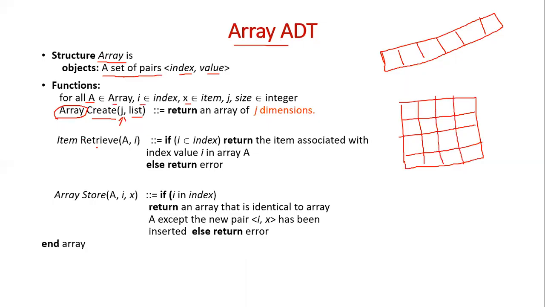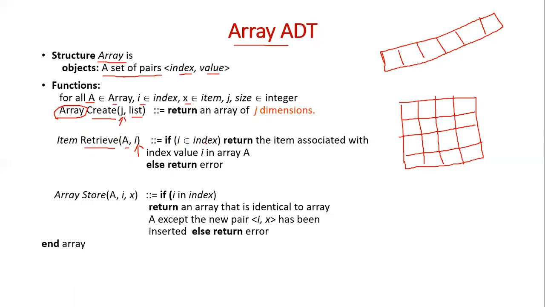And a typical array ADT will have a function retrieve(A, i). It means retrieve the value at the ith index from the array A.